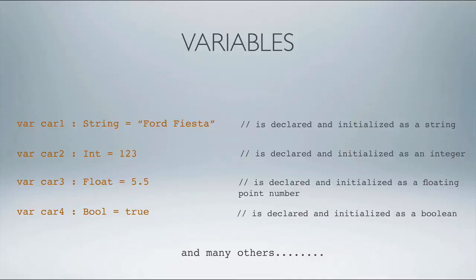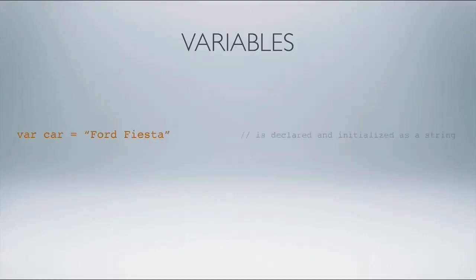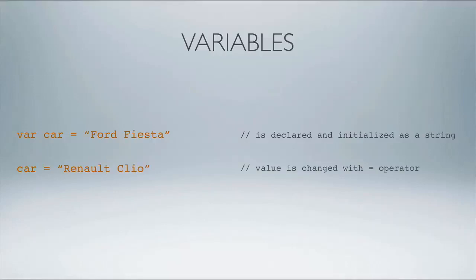Values of variables can be changed with the equal operator. If you want to change the value of the car variable, it's enough to write car equal Renault Clio. Once a variable's type has been defined, it's not possible to assign other types to it. For example, if I try to assign to the variable car I created before the value 345, I get an error condition because 345 is supposed to be an integer and car has been defined to be a string.